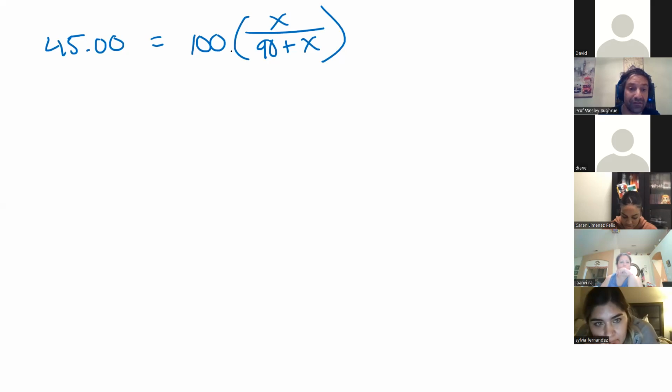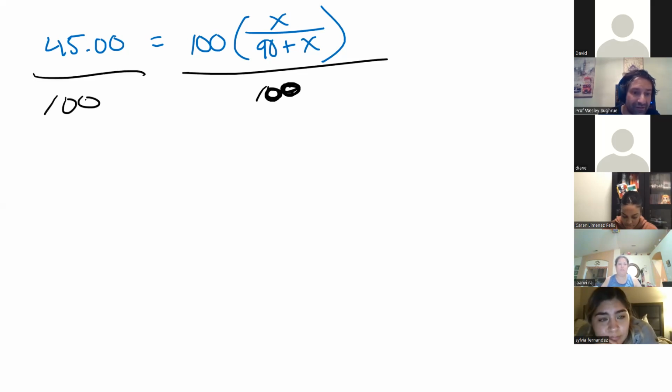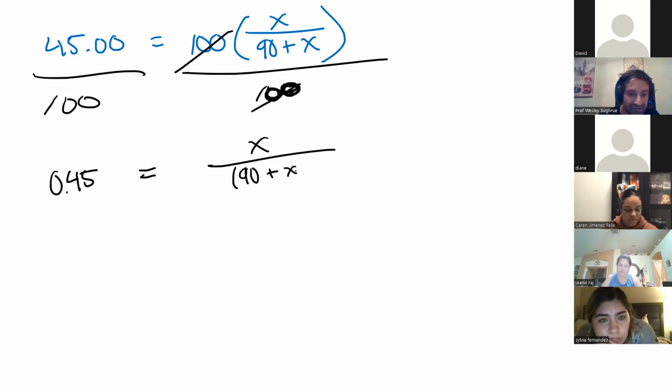Okay, so I think the question is 45.00 is equal to 100 times X over 90 plus X, like that. I'm going to ignore significant figures on this because I just don't want to write stuff out. So you start by dividing both sides by 100, not anything else but 100. Dividing both sides by 100, you end up with 0.45 is equal to, this cancels here, X over 90 plus X.